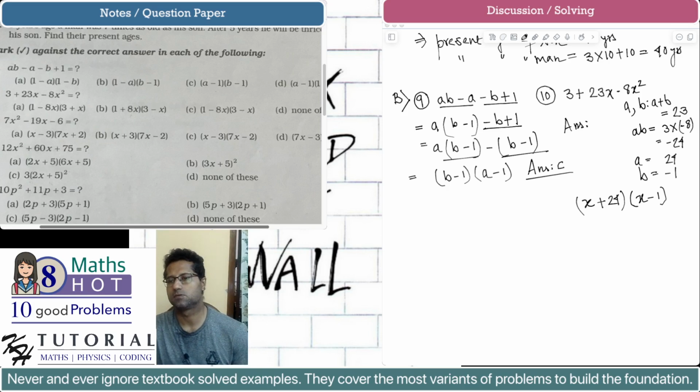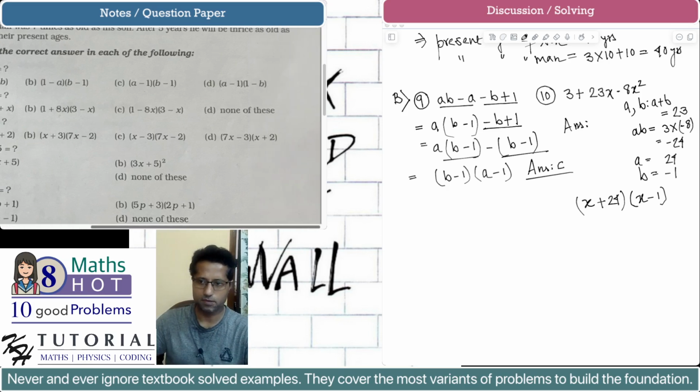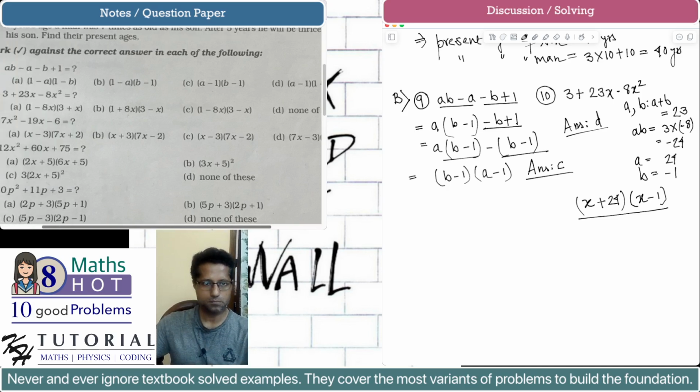So I think the answer will be none of this, because no other choices are matching with this. And in my opinion, this is the correct result, correct factorization. So for problem number 10, the choice is D.